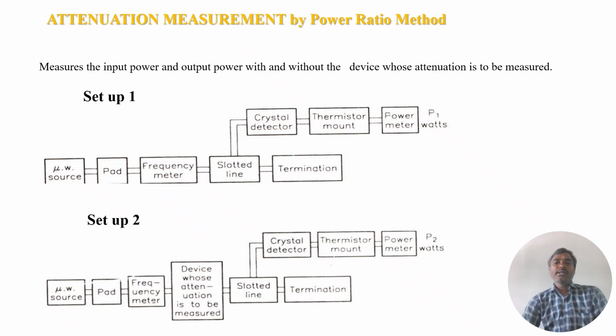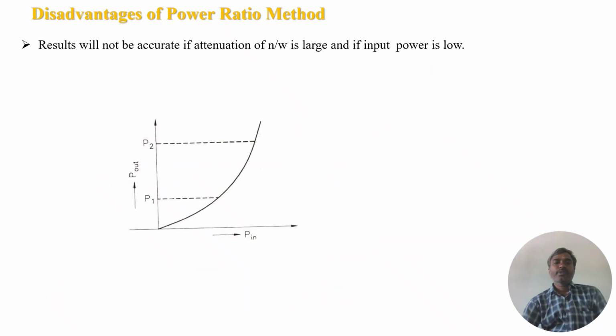Now taking the ratio of P1 by P2 will give you the amount of attenuation introduced by the device under test. The disadvantage of the power ratio method is that the output of the circuit is not linear. Results will not be accurate if the attenuation of the network is large and if the input power is low.